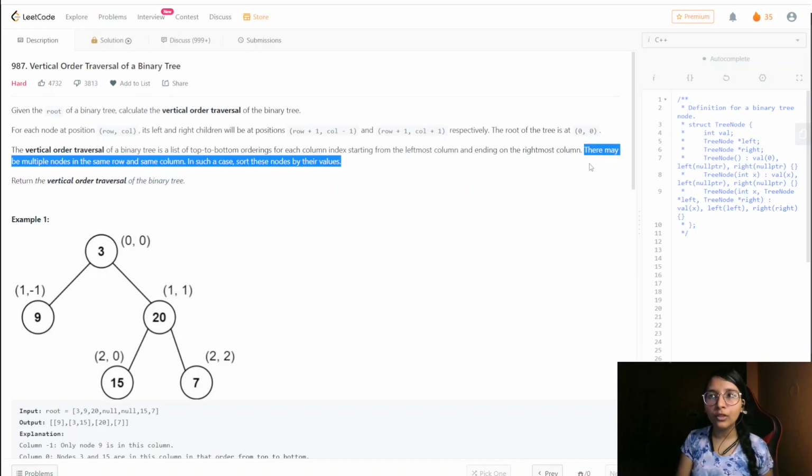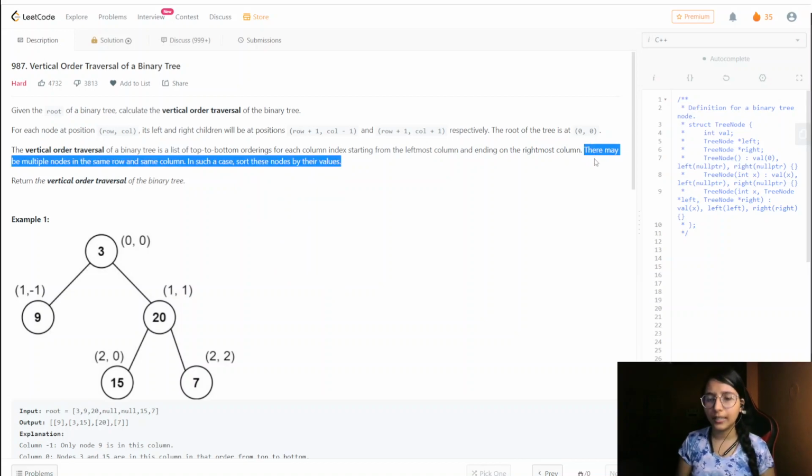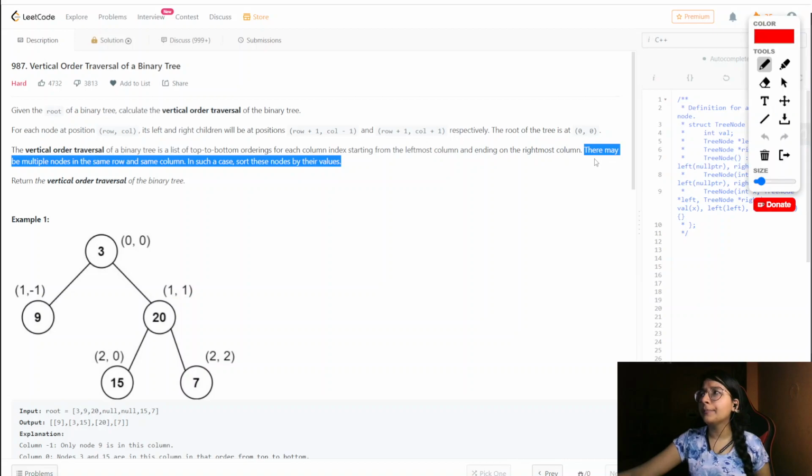So there may be multiple nodes in the same row and same column. That's what I was telling you, left, then middle and the right, because there could be a lot of nodes there. But we are required to sort according to the topmost, and then in the topmost also what are the next nodes there. And then there is one more point given to us, that there may be multiple nodes in the same row and same column also. In such a case, sort these nodes by value. So this is also one of the points given to us. So the thing is that we are required to sort them.